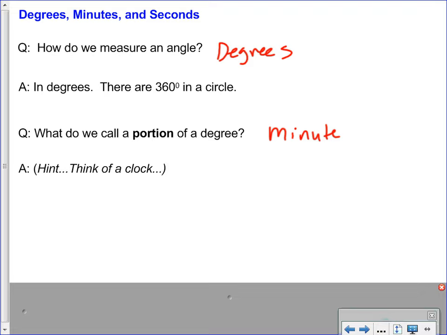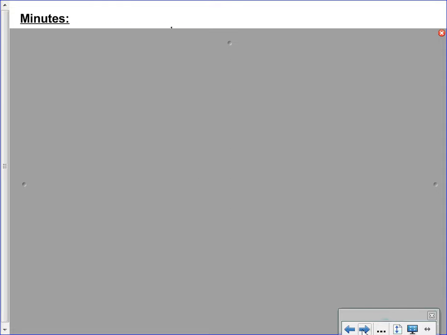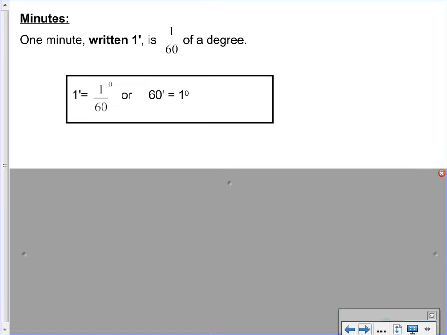All right. Here we go. These are the best problems. When it comes to minutes, a minute is 1/60th of a degree. With degrees, we write the little circle to say it's degrees, right? If you're talking about minutes, you do this little quote.